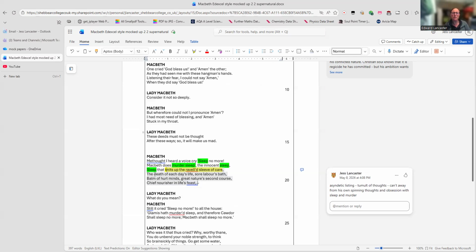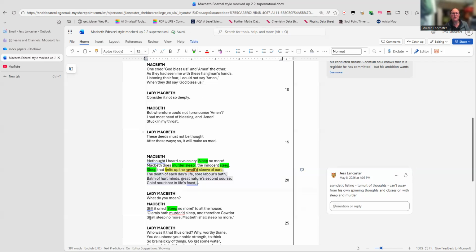We've got that alliteration with our d, d. There are quite heavy sounds. Sore labour's bath, balm of hurt minds, great nature's second course, chief nourisher in life's feast. They're all feeding images, healing images, in contrast to the sickness that he has created by his murder. It's beautiful, soft and gentle language, again contrasting the violence of his thinking. Balm and bath, we've got more of that beautiful plosive alliteration there of his thoughts spilling out so hard. Then look, still it cried, sleep no more.